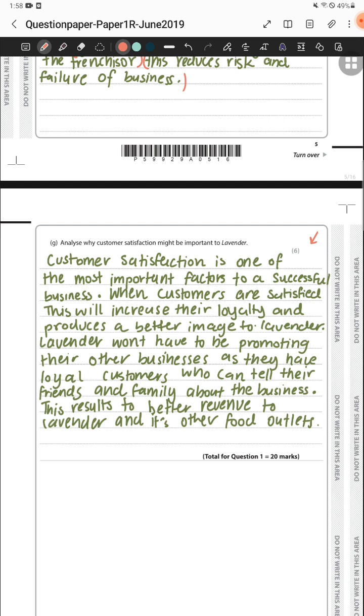Honestly, at this point, there are many answers, but if you read your textbook or you have your notes, there are fixed answers for these kinds of questions. So basically, customer satisfaction is one of the most important factors to a successful business. Now we know that when customers are satisfied, this will increase their loyalty and produce a better image for Lavender.